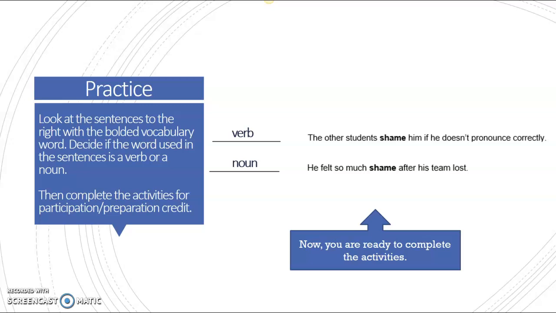It's important to notice how words in different word forms are used in sentences. Now, continue on for more practice.